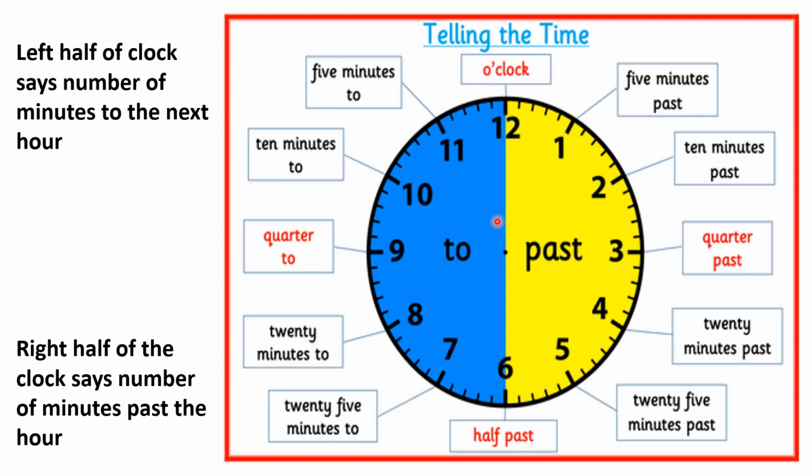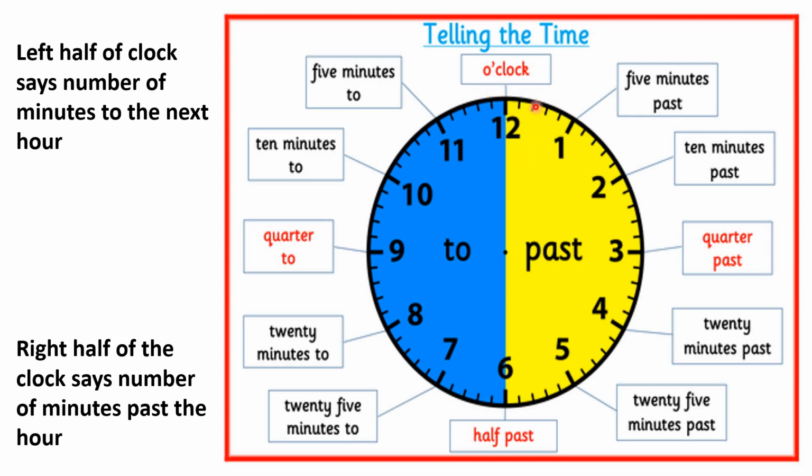Now, the yellow part that you can see on this side is past, and the blue part is to. The left half of the clock says the number of minutes to the next hour, that means the blue part says the number of minutes remaining for the next hour. The right half, the yellow part, says the number of minutes past the hour, that means after the hour, how many minutes have passed. So remember, the left part is to and the yellow part is past.